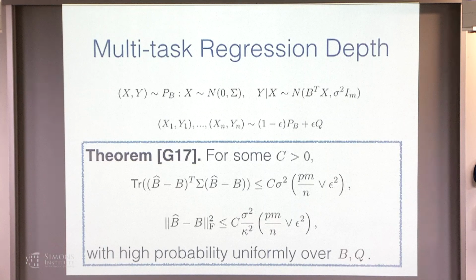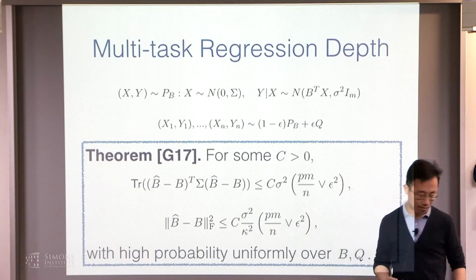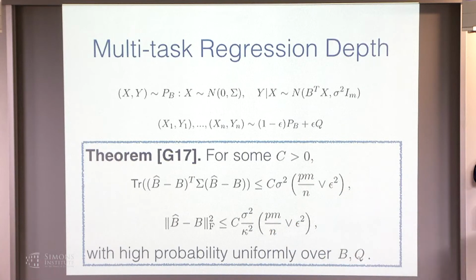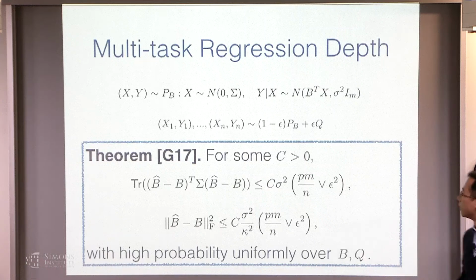estimation loss. So for the estimation loss, you will have an extra kappa squared, which is the smallest eigenvalue of the design matrix, and that is kind of necessary. And both rates are the exact minimax rates of the problem and cannot be further improved. Okay, so that's for the regression problem.